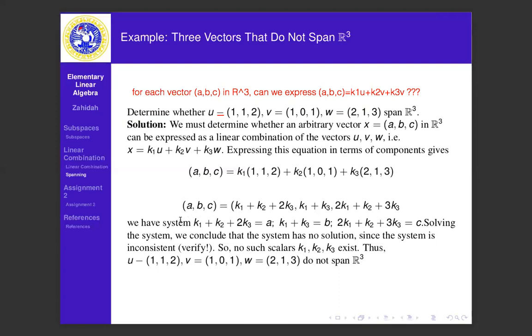Okay, again, solving the system, we conclude that the system has no solution. Since the system is inconsistent, no such scalars K1, K2, K3 exist. It means U, V, and W do not span R3.